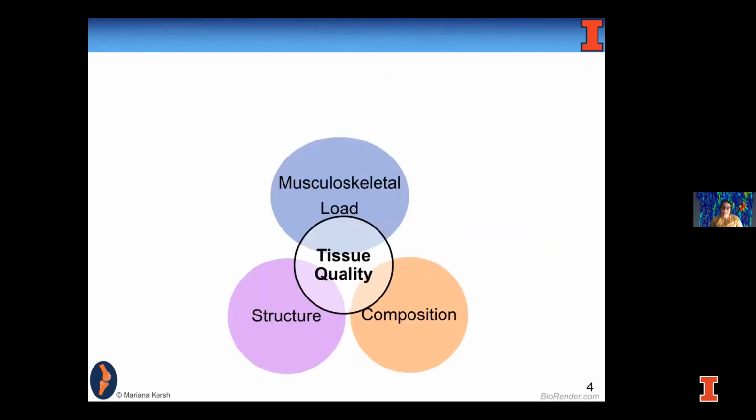So with that in mind, we know that there are a couple of factors that we want to look at. And when we're talking about tissue quality, we're talking about mechanical tissue quality. So we need to know what the musculoskeletal loads that the tissues are expected to endure. We want to know how they're organized in terms of structure, and then we want to know what they're made of. There are many other factors, genetics, environmental factors, that we're not going to consider, but of course, those are also considerations.